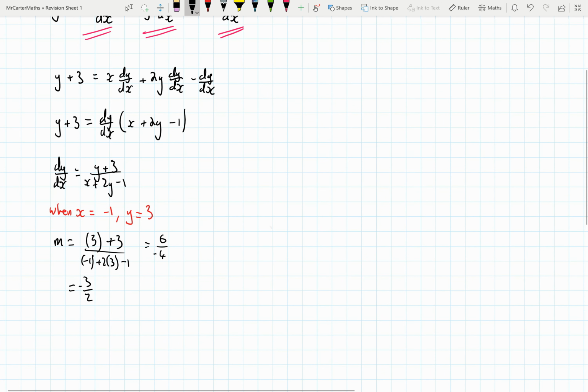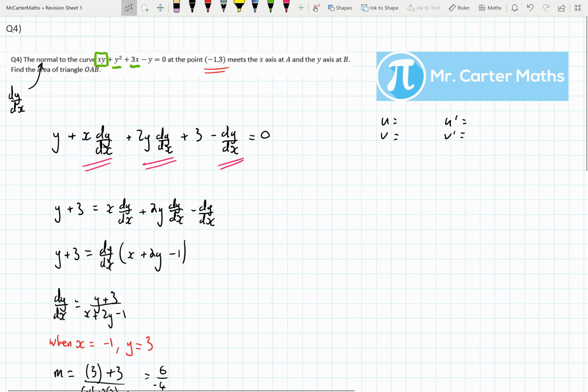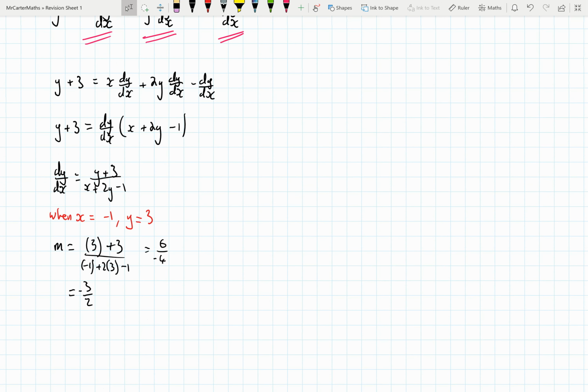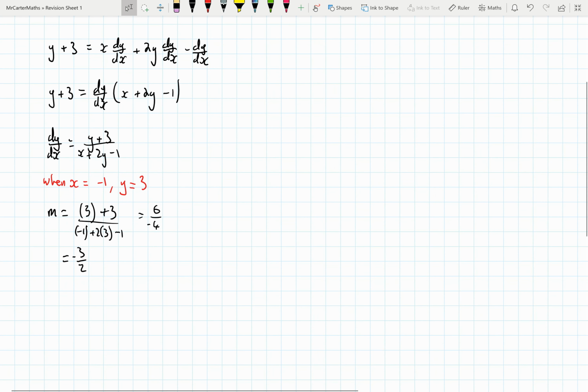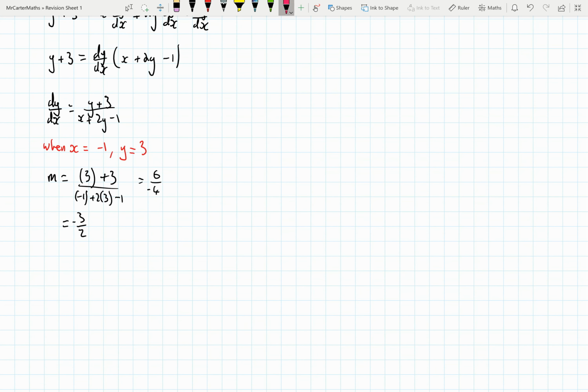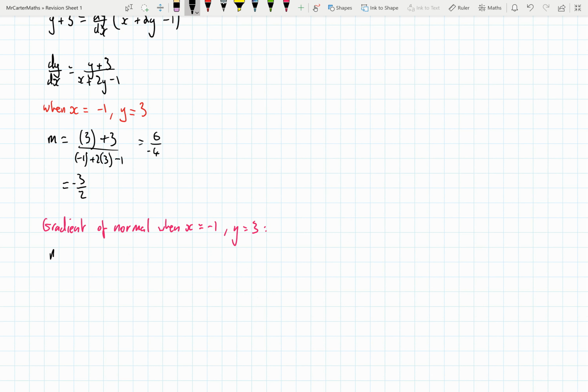So that's my gradient of the tangent at that point. If I've just substituted those values into my derivative, that's the gradient of the tangent. Which leads me to finding my gradient of the normal when x equals minus 1 and y equals 3. That's going to be the negative reciprocal of that gradient there, so they should have a product of minus 1. This gradient, I'm going to call this m1, is 2 over 3.